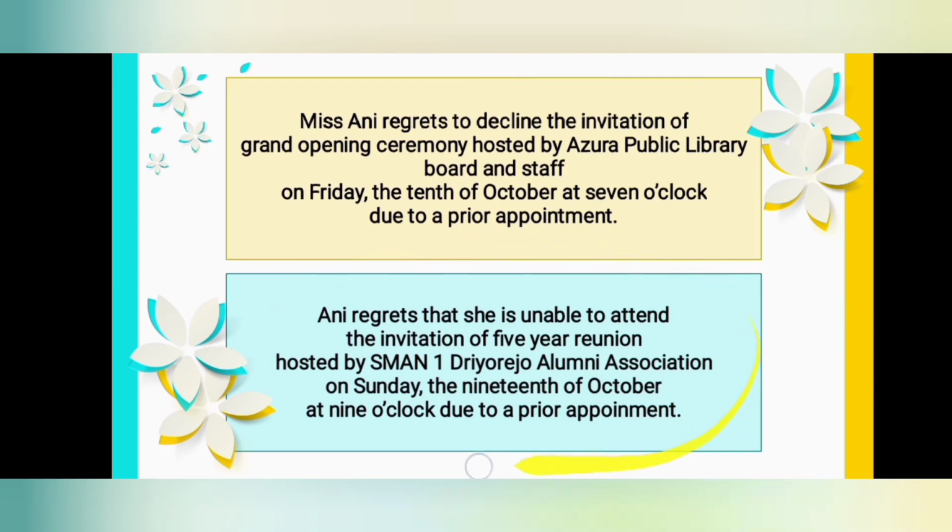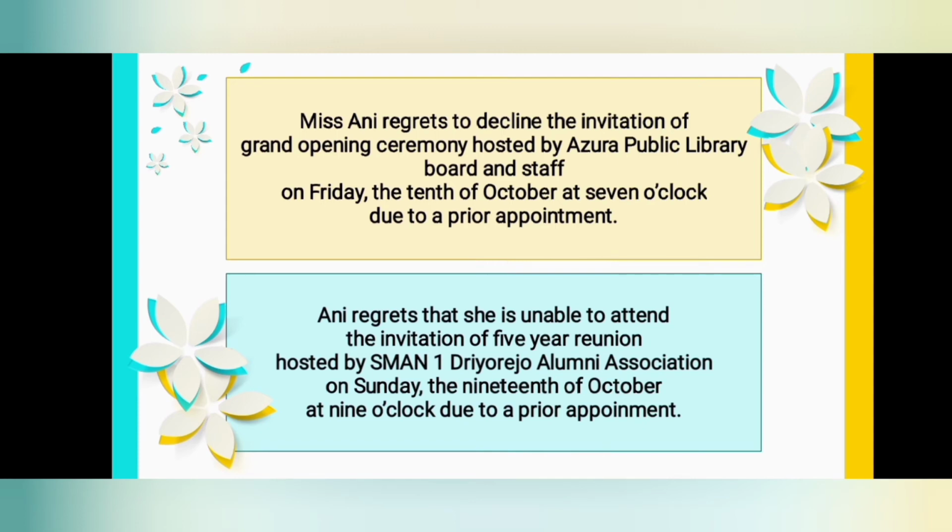Ani regrets that she is unable to attend the invitation of 5-year reunion hosted by SMA N1 Driyorejo Alumni Association on Sunday, the 19th of October at 9 o'clock due to a prior appointment. Jadi Ani menyesal tidak dapat menghadiri undangan reuni yang diadakan oleh Ikatan Alumni SMA Negeri 1 Driyorejo pada hari Minggu tanggal 19 Oktober pukul 9 karena sudah ada janji sebelumnya. Okay, students, got the point? Nah, there are the examples of how to accept and decline invitations.